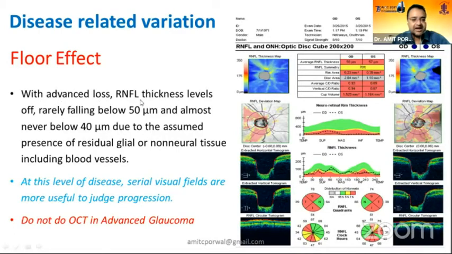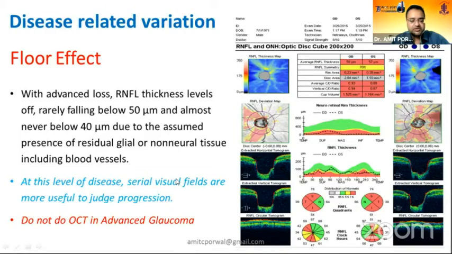With advanced loss, the RNFL thickness levels are rarely below 50 microns and almost never below 40. Due to the assumed presence of residual glial and non-neuronal tissue, including the blood vessels, you get at least 40 microns thickness as the RNFL, but never less than that. So at this level of disease, there is no point in getting serial OCT done.